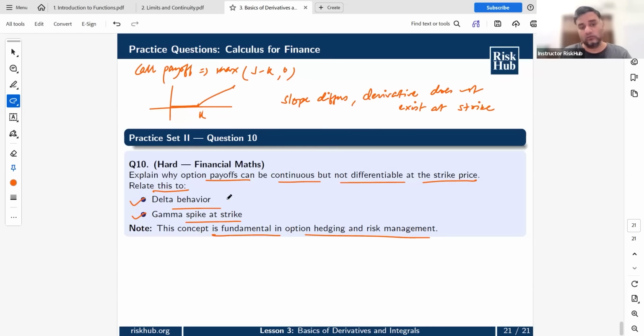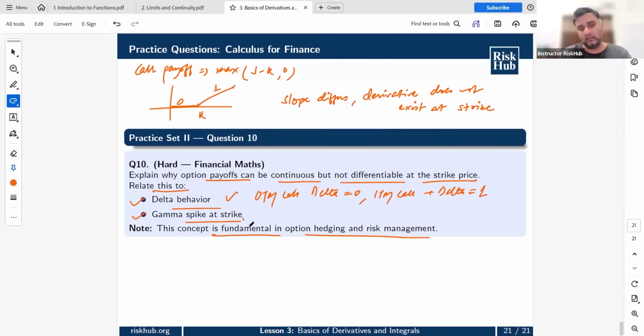And if you look at the relation to delta, the slope here is 0 and the slope here is 1. So for an OTM call, delta is 0. For an ITM call, delta is 1. And gamma is the derivative of delta. Because delta changes rapidly near the strike in the ATM region, gamma spikes at the strike price.